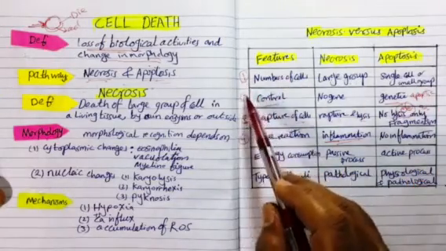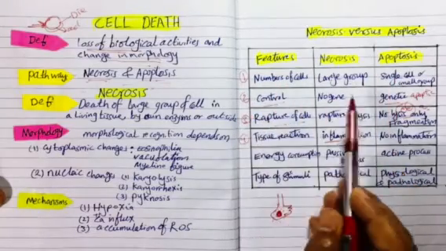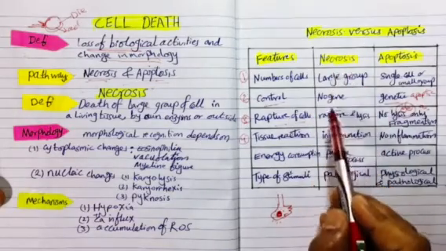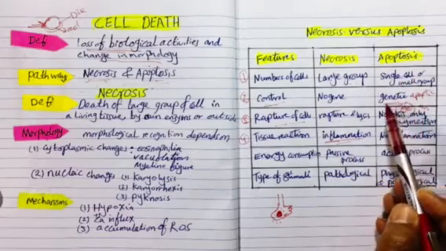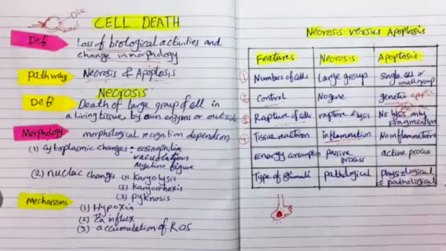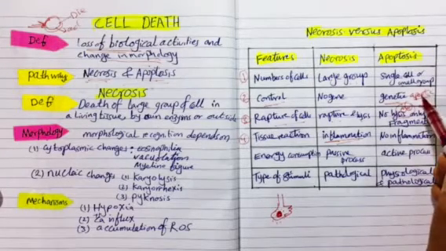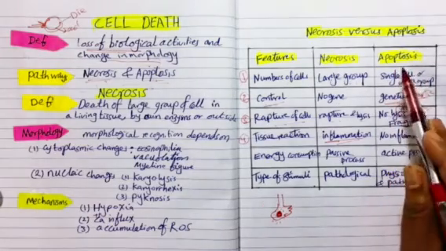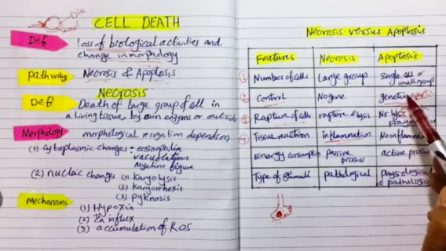The second point which differentiates between necrosis and apoptosis is the control of the whole process. In necrosis there is no gene control, while apoptosis is a genetic control mechanism. That is to say, there is a specific gene within the cell, and activation of this gene results in what is called apoptosis. So apoptosis is a programmed cell death, programmed by this genetic stimulation.